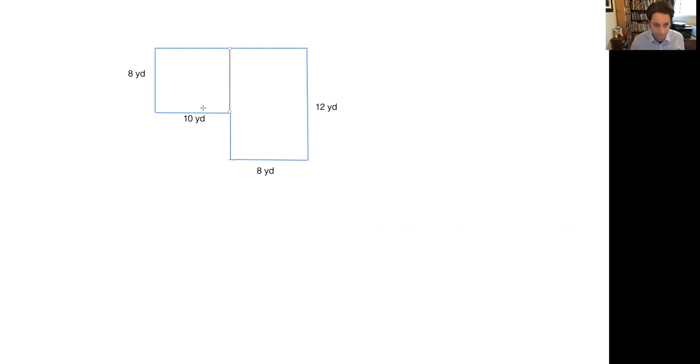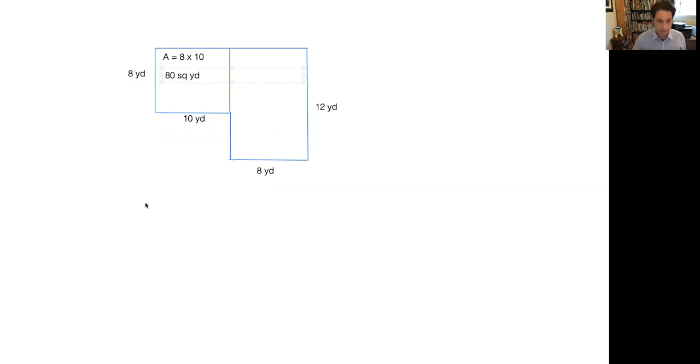Okay, rectangle 1. Am I missing information or do I have enough information? Okay, looks like I already have enough information. One side measures 8 yards, the other side measures 10 yards. How do we find the area of a rectangle? We just multiply length times width, right? So the area of this rectangle equals 8 times 10. And then let me move this down here. 8 times 10 is 80. 80 what?